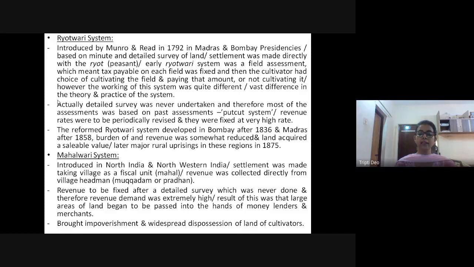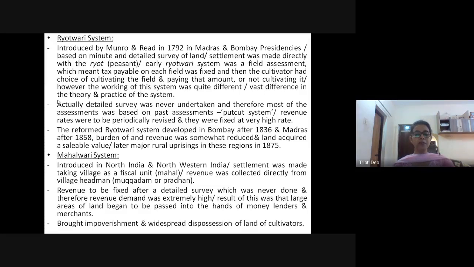There were also later major rural uprisings because of all of these settlement systems in the region in 1875. So in 1875, we saw, I think in my previous lectures also, I've spoken about the peasant rebellions that happened in about the last 25 years of the 19th century, last few decades of the 19th century. Major tribal and peasant uprisings happened. So all of this, one of the major reasons was the land revenue assessment system that was introduced by the Britishers across India, right?